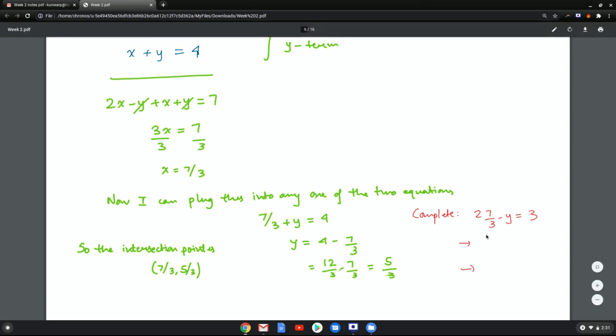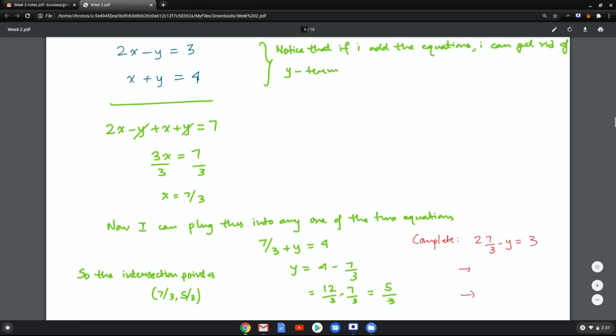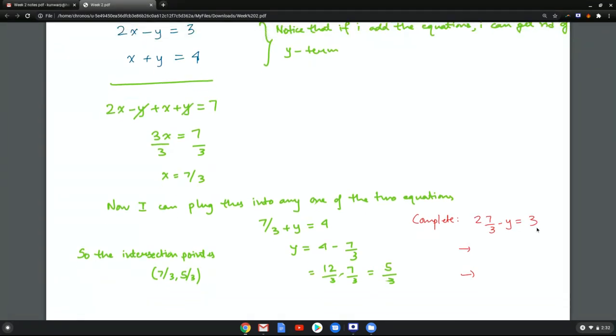Now, you can also plug the 7 thirds into the first equation to get 2 times 7 thirds minus y equals 3. Now, you can go ahead and complete this, and you should get the same answer because no matter which way you solve, the intersection point has to be the same.